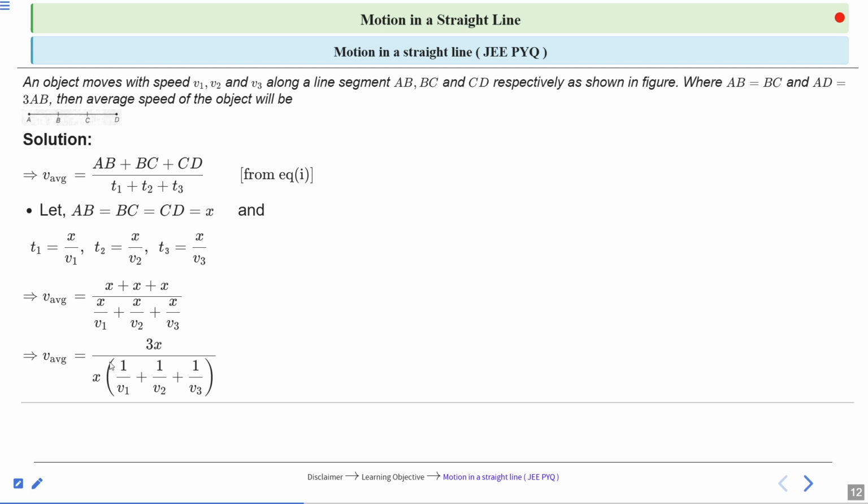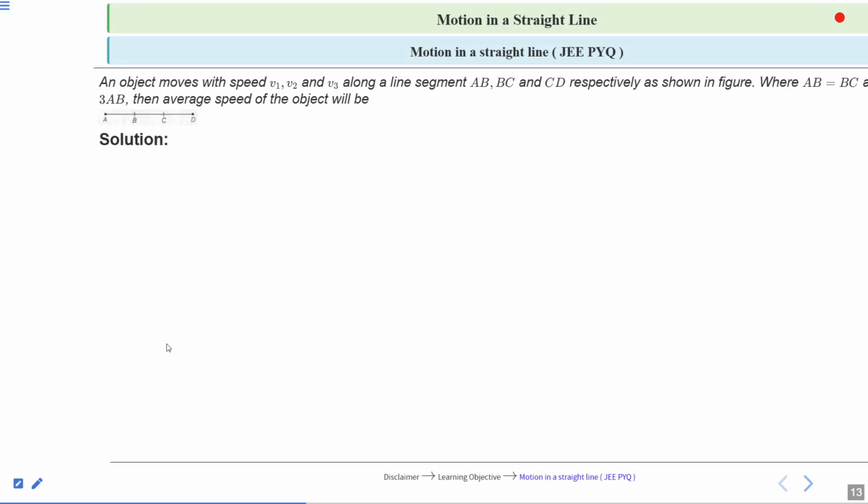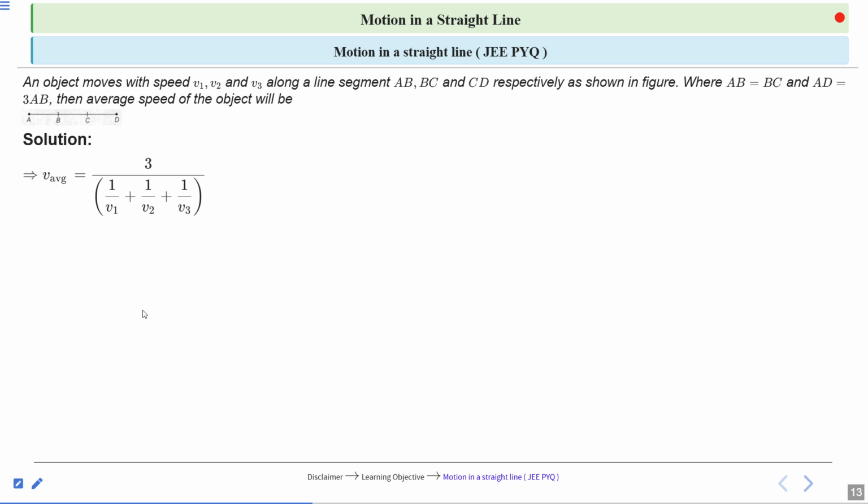So v average is equal to 3x divided by, here x is common, so 1 divided by v1 plus 1 divided by v2 plus 1 divided by v3. So x is common in all these three. So average velocity is equal to 3 divided by 1 divided by v1 plus 1 divided by v2 plus 1 divided by v3. x cancels out, and the remaining term is this one.